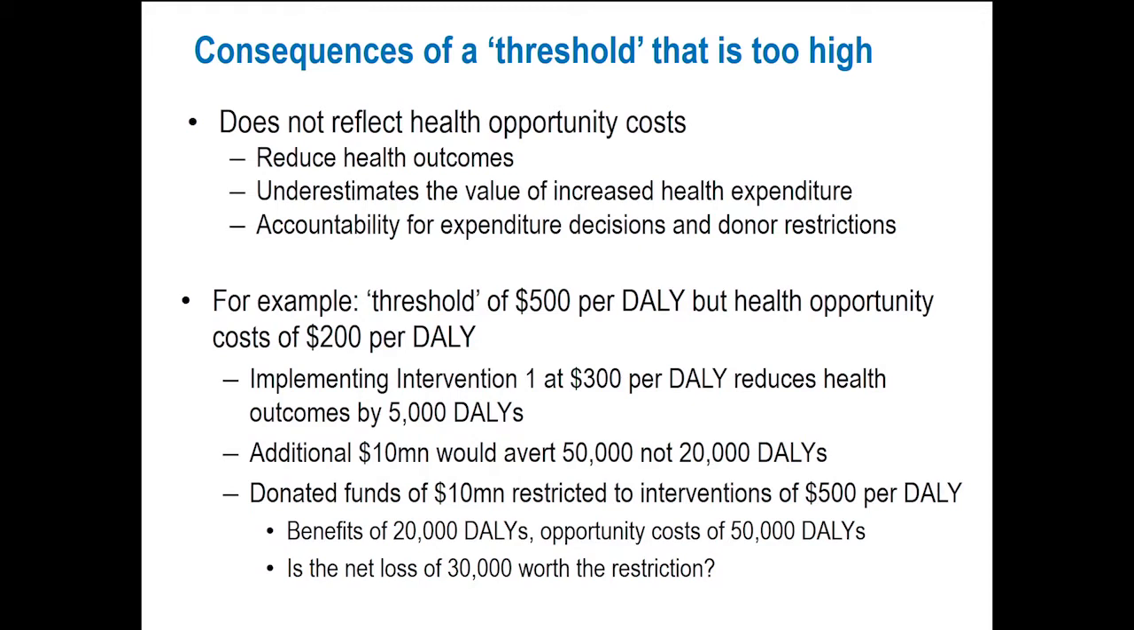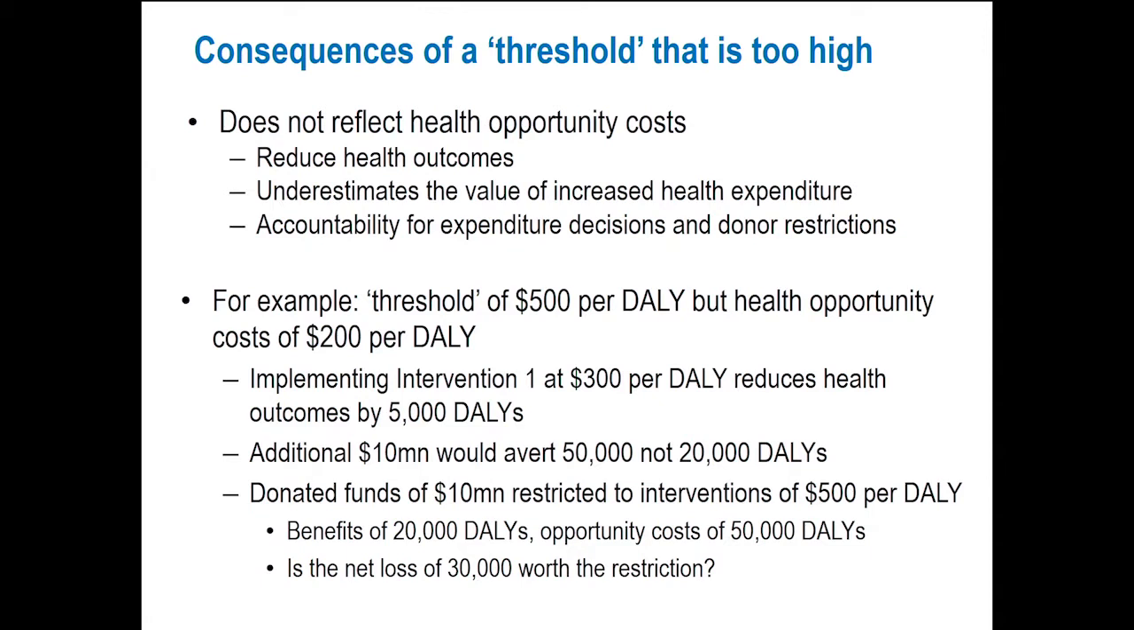£57 is more than it cost to avert a DALY in Malawi, according to our current estimates. Now, if that's not a reason to sustain continued overseas support, donor assistance, I don't know what is. So, having an estimate of the threshold that's too high actually underestimates the value of being able to continue to provide that support. I think it undermines accountability of expenditure decisions.